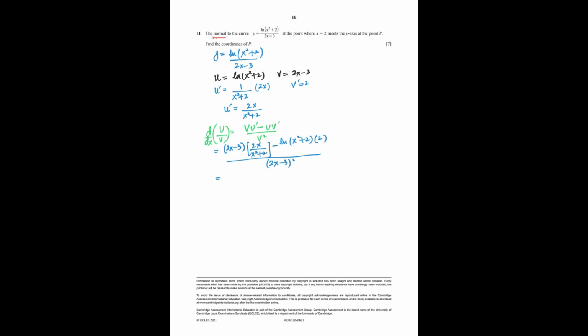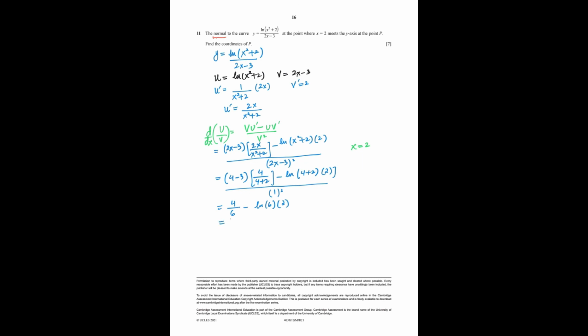We have the value of x and it is equals to 2. So we are going to place the value of x, 2, here. So that will be equals to (2 2s are 4 minus 3) bracket (2 2s are 4 divided by 4 plus 2) minus ln of (2 square is 4 plus 2) times 2 divided by (2 2s are 4 minus 3 leads to 1) whole square. So now you can solve your numerator. It will be 1 times 4 divided by 4 plus 2, 6, minus ln of 6 times 2 divided by 1. So there is no need to write down the value of 1 here.